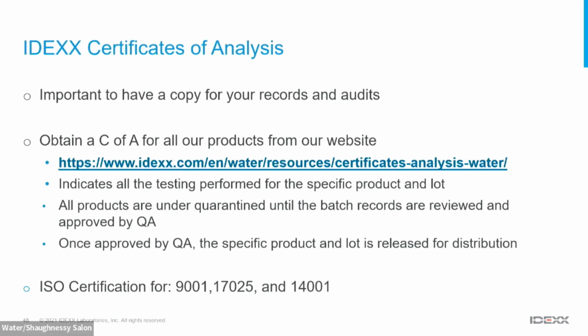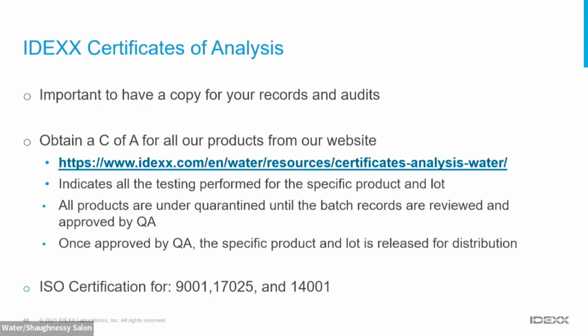And then finally, talking about certificates of analysis. This is very important for any of your records. If you're ever audited, especially if you are a lab that has accreditations. These can all be found on our website for all of our products. And basically what it goes through is it tells you all the different testing that was done on that lot to make sure that it was good to use before we would actually release it for distribution. We have a very stringent policy of how our products get through from manufacturing to our customers, because we want to make sure that everything that you get in your hands is going to work as intended.